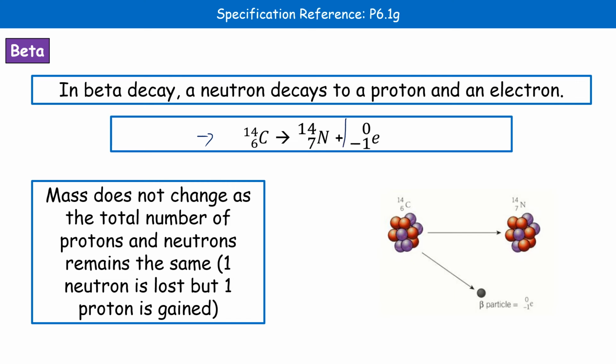And remember, in terms of our beta, there's our symbol, the electron, 0, minus 1. Now we are forming a proton, and remember your atomic number is the number of protons. So we start with 6. If we're forming a proton, it goes up to 7.